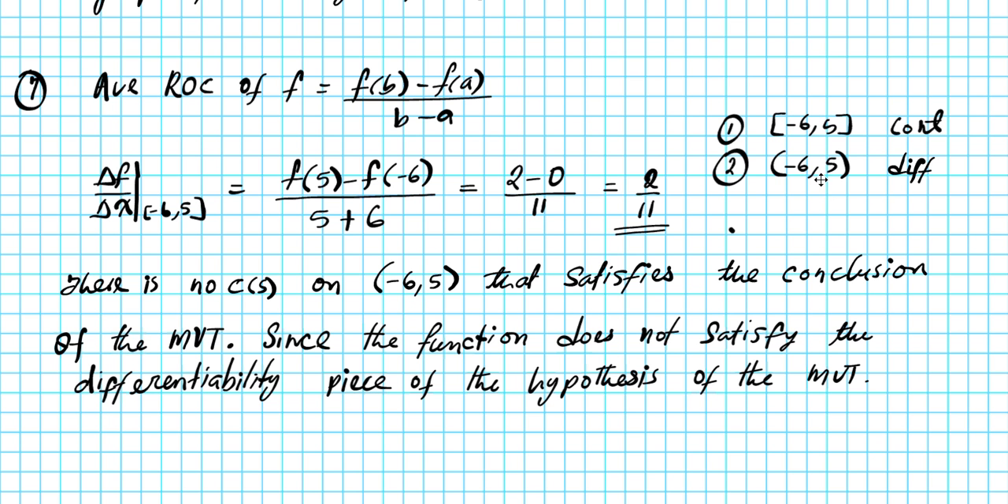Now, since this graph that we just looked at violates the second condition, because we had 3 points where the function is not differentiable, we cannot have a conclusion to the mean value theorem. All right, so that's that. Okay, now let's take a look at the last question.